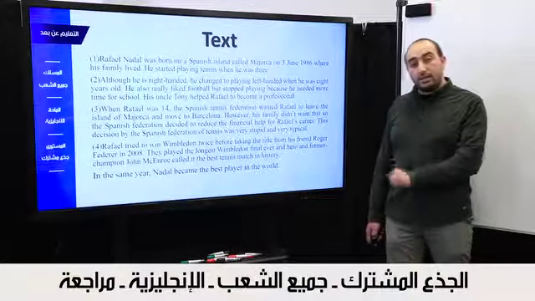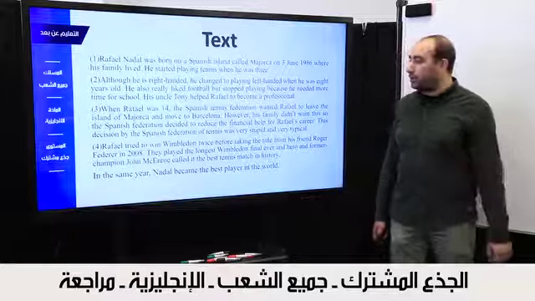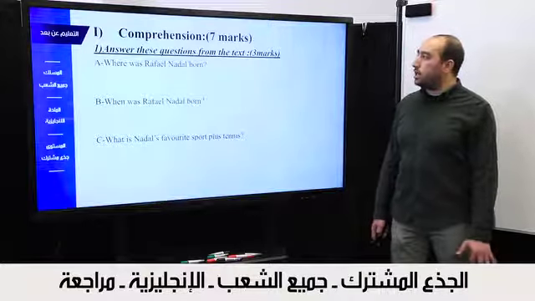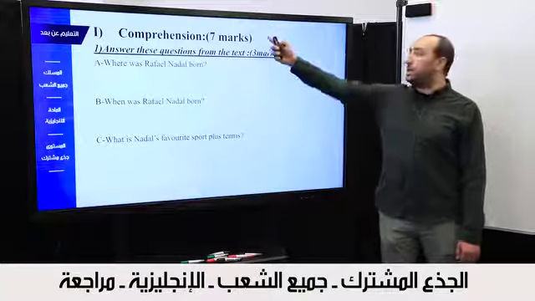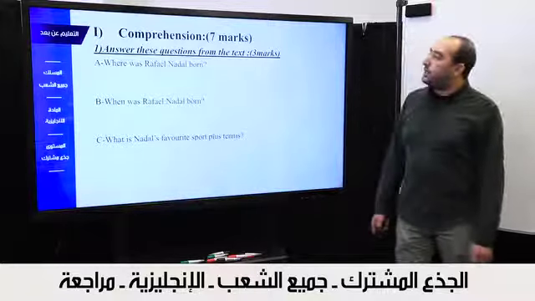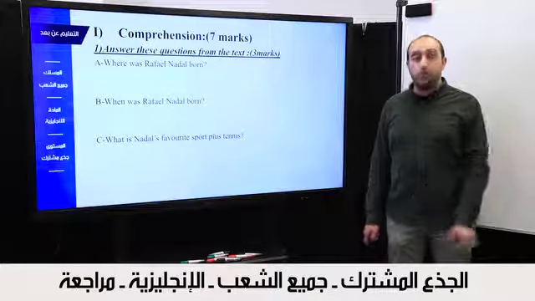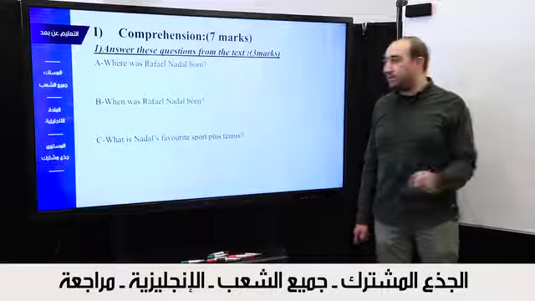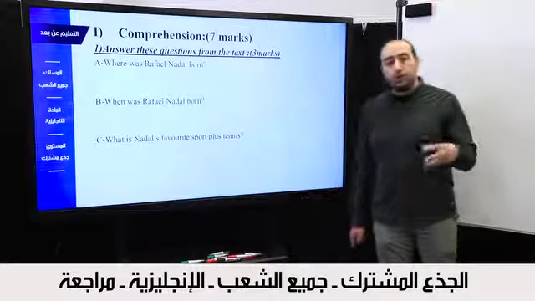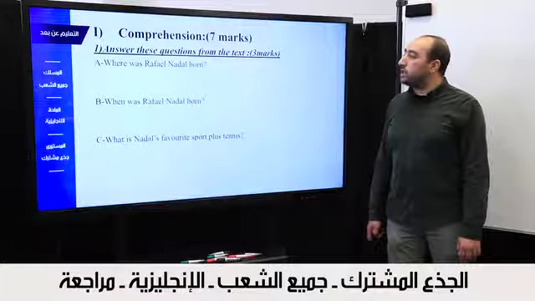So after reading the text very carefully and pointing out the words that need more clarification, you are going to answer the comprehension questions. When you move to the comprehension questions, you have the marks here. So it's 7 marks. The first question is for 3 marks. Answer these questions from the text. All the comprehension questions should be based on the text, or you can take the information from the text and use your own words to come up with the answer. So the first one, where was Rafael Nadal born?